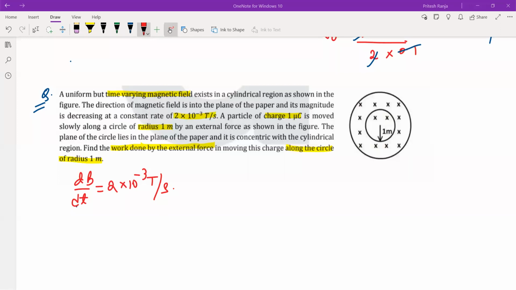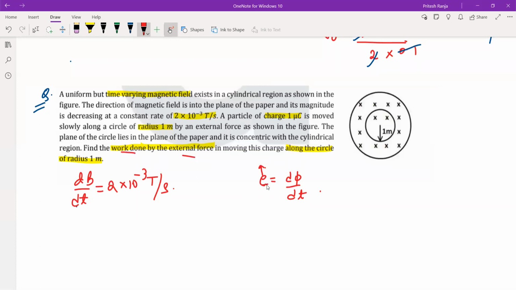So what do we use here? Okay, yes, continue doing. We can find the EMF using dφ/dt. EMF is nothing but voltage. And what is voltage? We have to find work done. That means we have to figure out force, right?